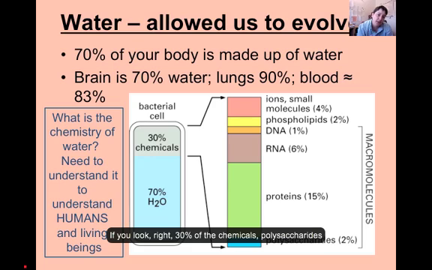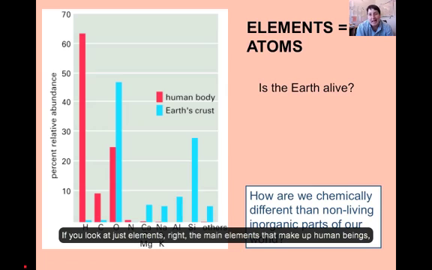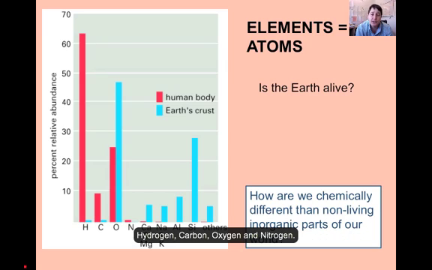If you look, 30% of the chemicals are polysaccharides, proteins, RNA, DNA, phospholipids, molecules, ions, and so on. Which one's most important? Proteins. So we're going to talk a lot about the interaction of proteins, polysaccharides, nucleotides, and phospholipids with water and how that makes you become a human being. If you look at just elements, the main elements that make up human beings are hydrogen, carbon, oxygen, and nitrogen.